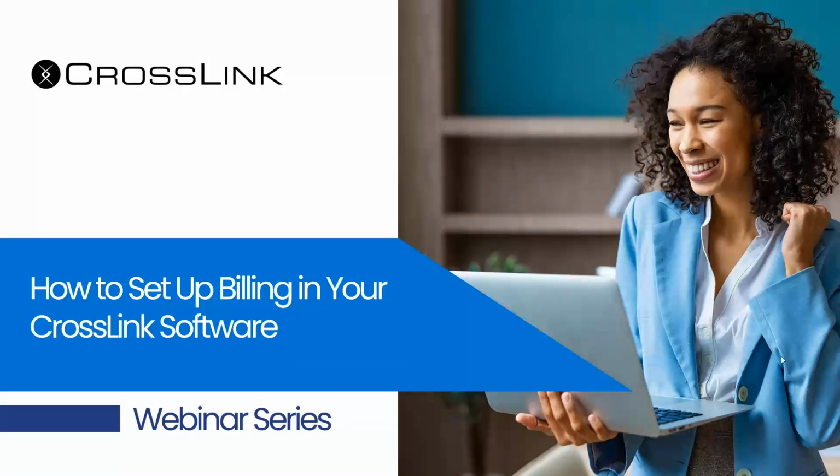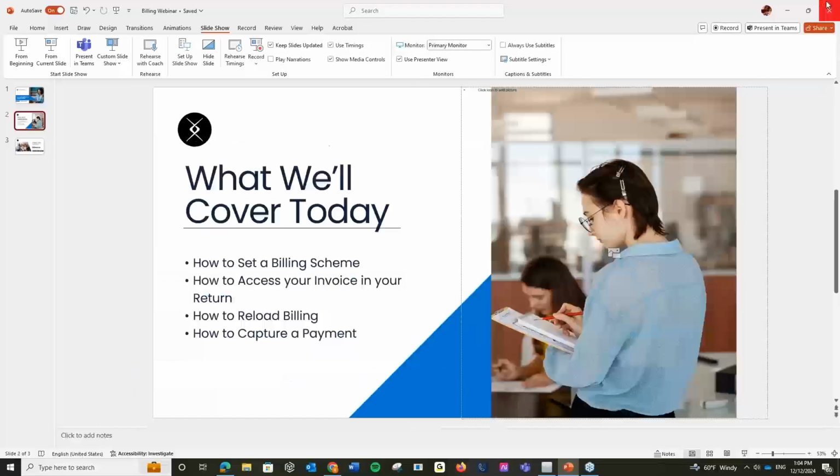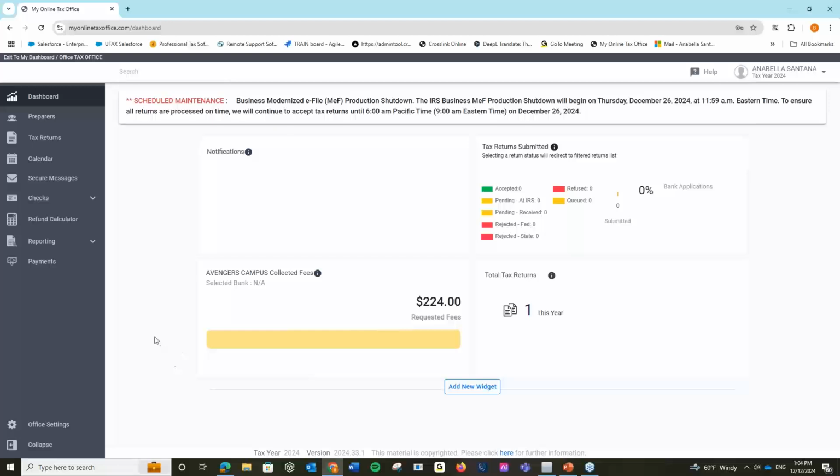All right, so let's dive into what we will be covering today. So today we will be going over how to set up a billing scheme, how to access your invoice within your return, how to reload your billing, as well as how to capture a payment. So these are going to be 4 very important things to make sure you have a successful season billing your clients. And we're going to go ahead and start by hopping into Crosslink Online.